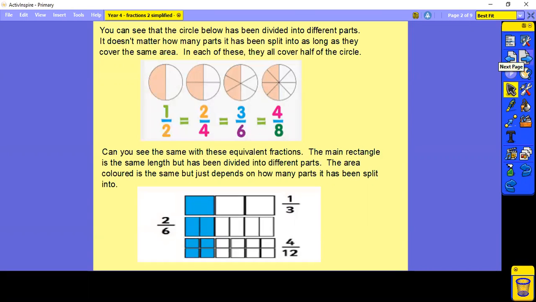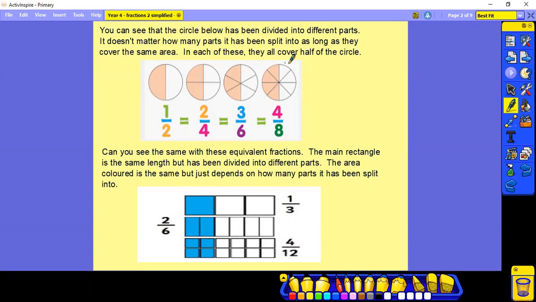So you can see that the circle below has been divided into different parts. It doesn't matter how many parts it has been split into as long as they cover the same area. So in each of these, they all cover half of the circle. Here it's been split into two parts, meaning a half. Here it's been split into four parts and 2/4 is the same as a half.